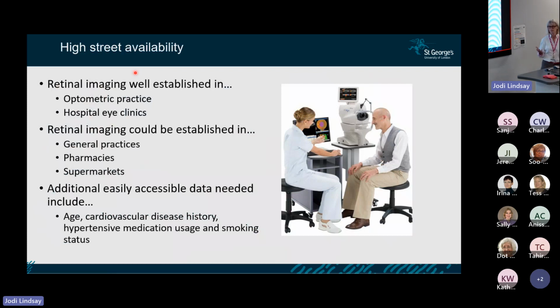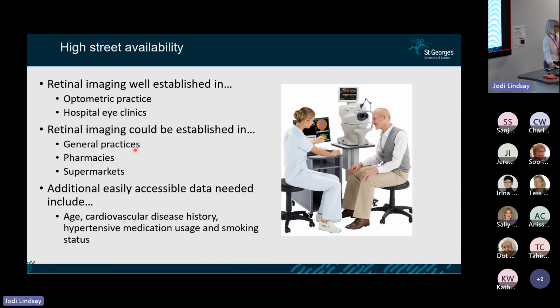Retinal imaging is widely available. There's high street availability, when you go to have your eye test and have your eye imaged. Hospital eye clinics and optometric eye practices have these almost pervasively now. But where could we put a camera like this, ask a few questions, and have an algorithm that punches out a risk score?